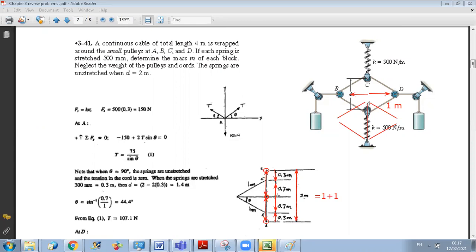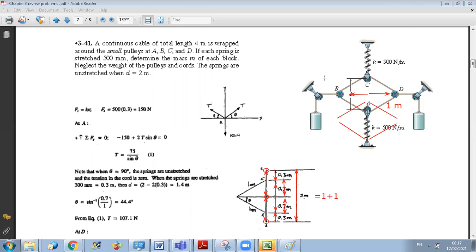Therefore, it is divided into two parts from the center. I have 0.7 meter here and 0.7 meter here. Why am I interested in D? Who will tell me why I should know D? It will help me in finding what? Delta S? No, delta S is given. It is 300 millimeters. It will give me the angle, okay?